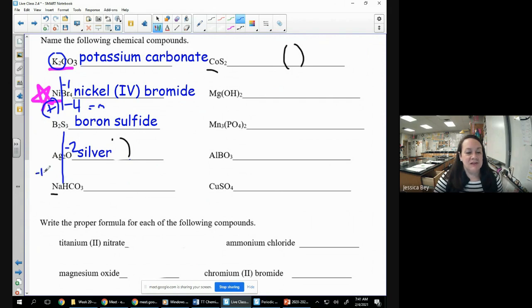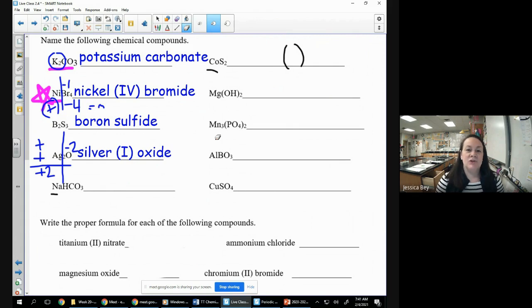However, I know this side needs to be +2, but I have 2 silvers. What two things are going to add up in order to become a positive 2? That means each silver has to have a charge of 1. And then we just write oxide.